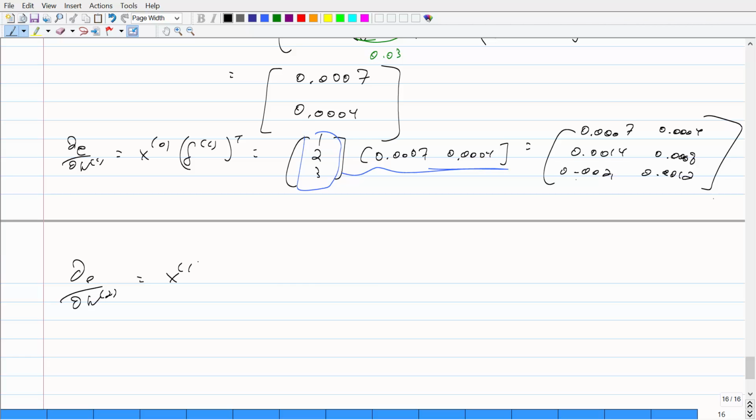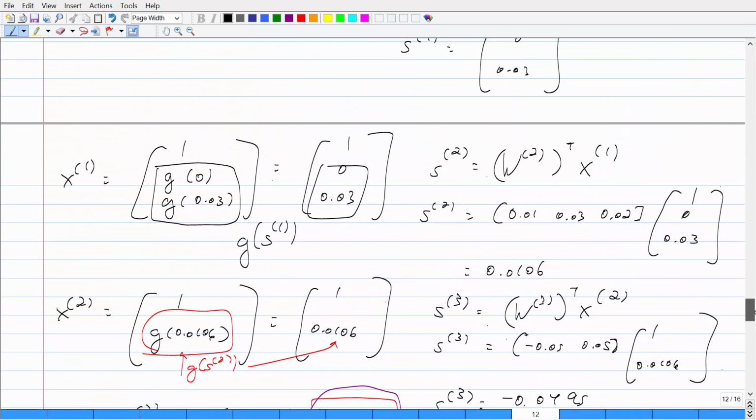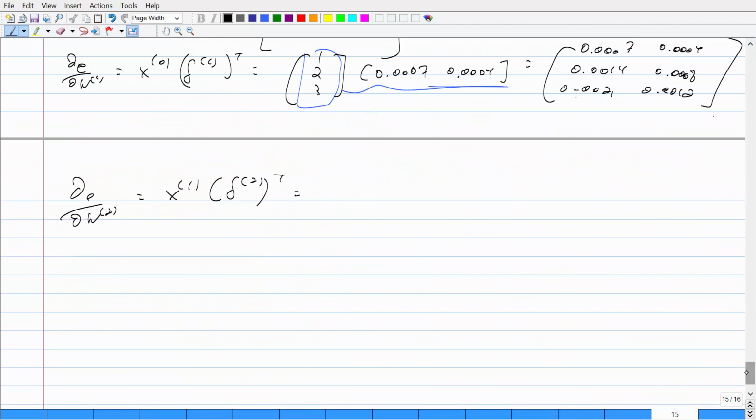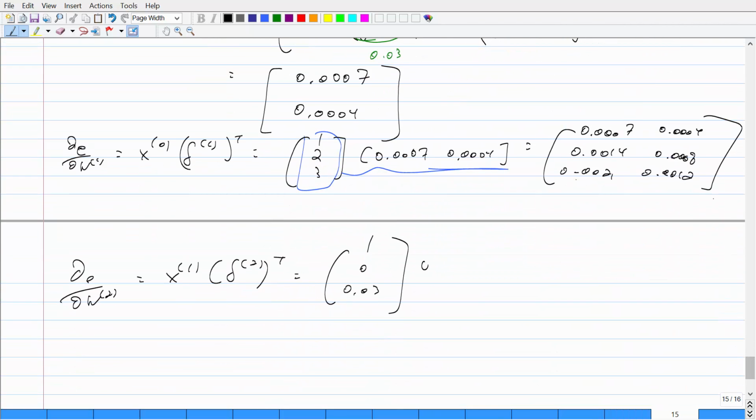This is x of 1 delta 2 transpose. So x of 1 was equal to what? It's 1, 0, 0.03. And delta 2 was 0.0225, sorry. When you calculate this, we get 0.0225, 0, and when you multiply these numbers together, it's actually quite a small number. So we get that.